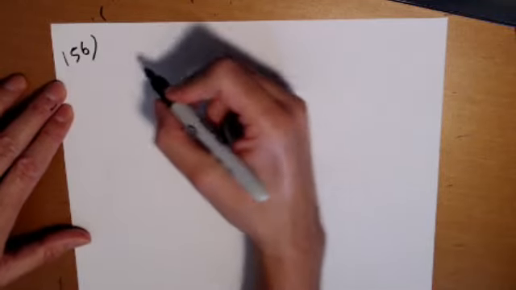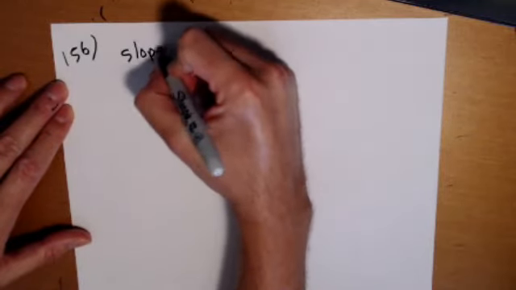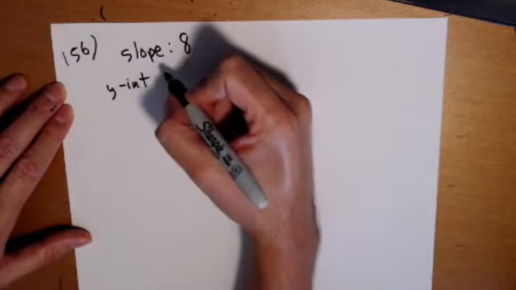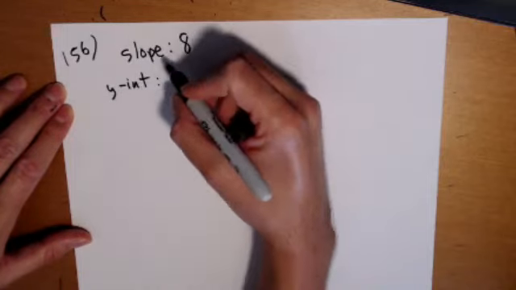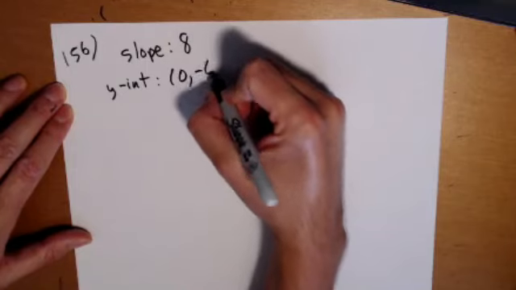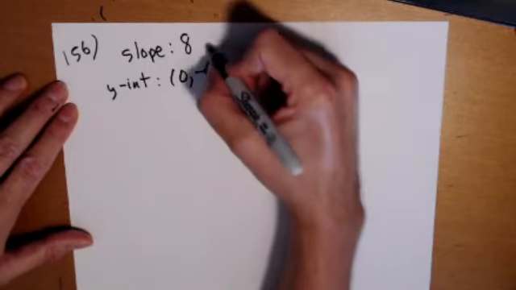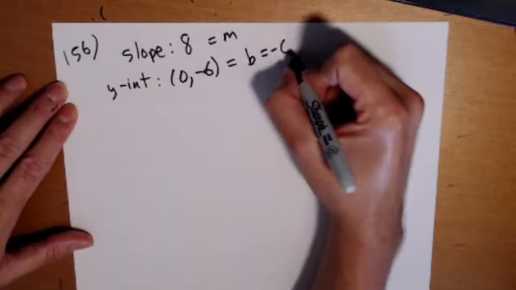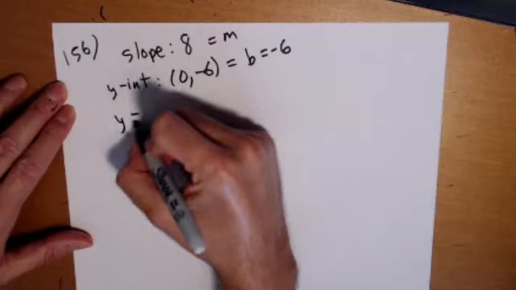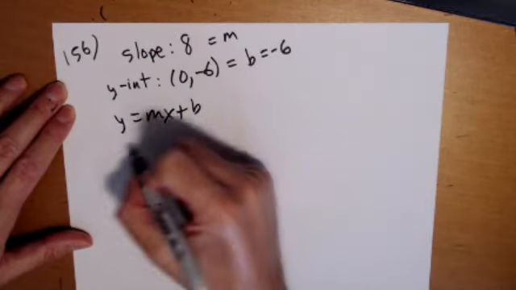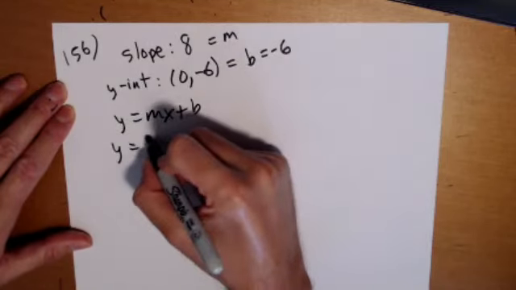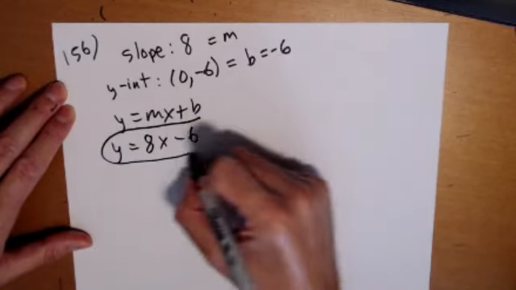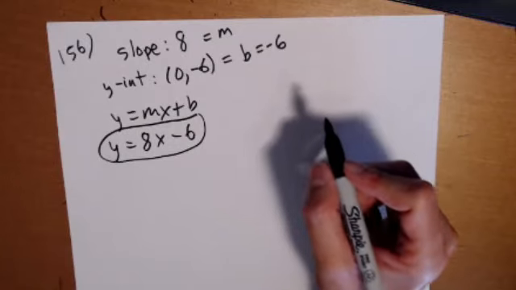We have a slope of 8 and a y-intercept of 0, -6. So they essentially gave us the m and they gave us the b. So if we're going to write y equals mx plus b, y is equal to, the m was 8 and the b was -6. Okay, so they're starting off easy. They're going to get ugly, don't worry.